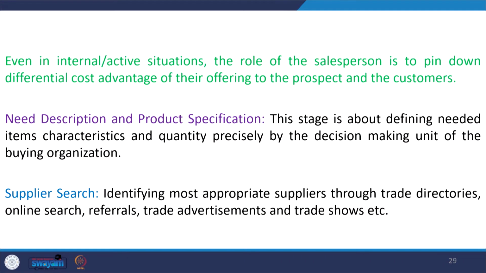Now the job of a salesperson is to move them to internal active, which means that they realize that there is a problem and they need to act on it. Even in internal active situations, it becomes very critical for the salesman to make the prospect or customer realize how his product or offering is going to help them solve problems or bring in a lot of benefits with respect to improving their existing performance.